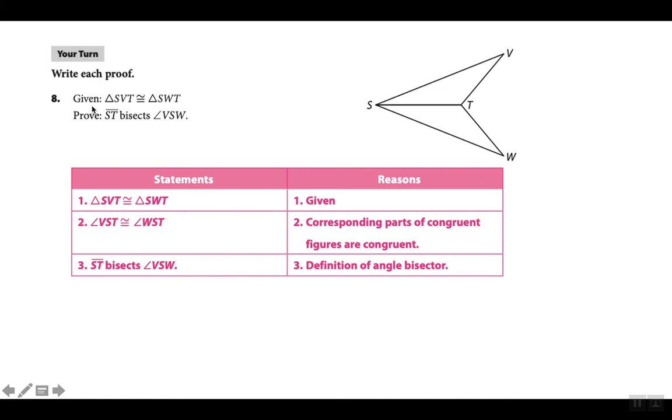So first of all, it says given that triangle SVT is congruent to triangle SWT, they want you to prove that segment ST bisects angle VSW. Bisects means that it goes through the middle, through the exact middle of angle VSW.